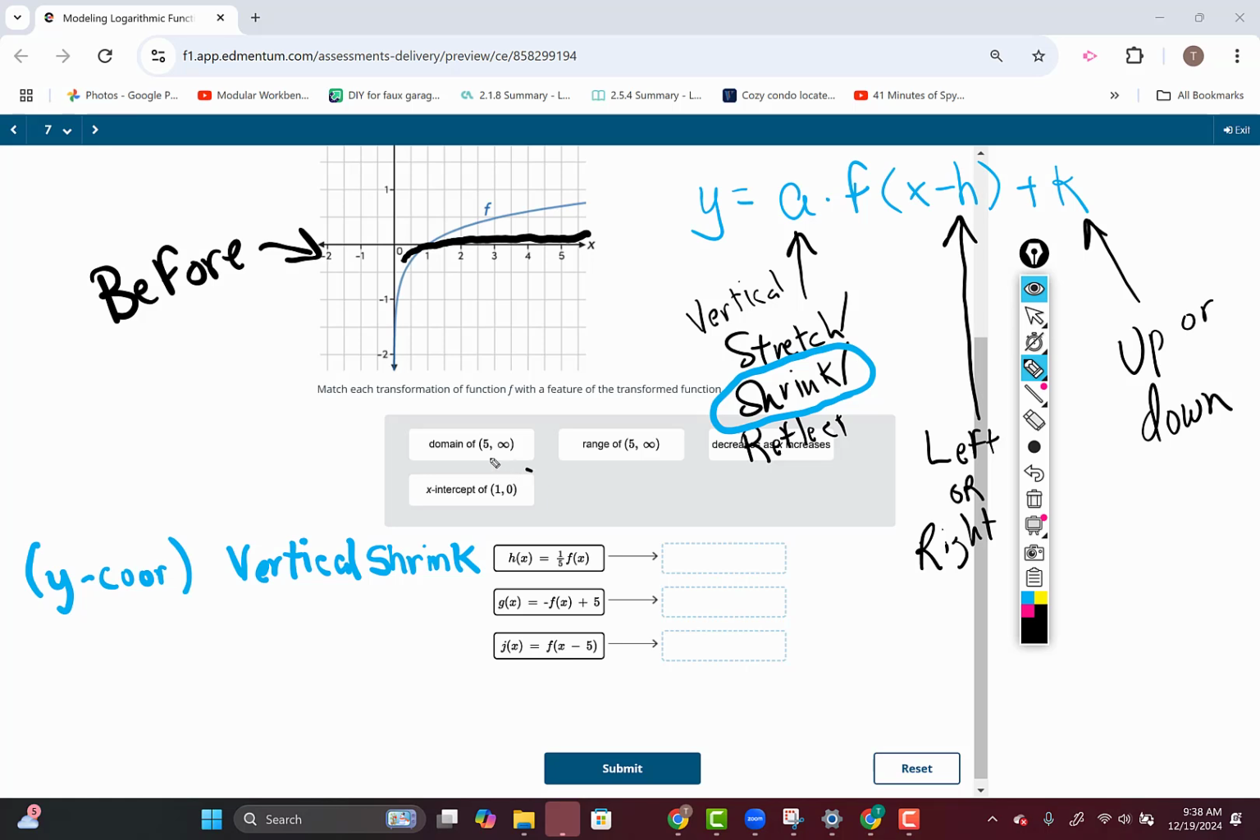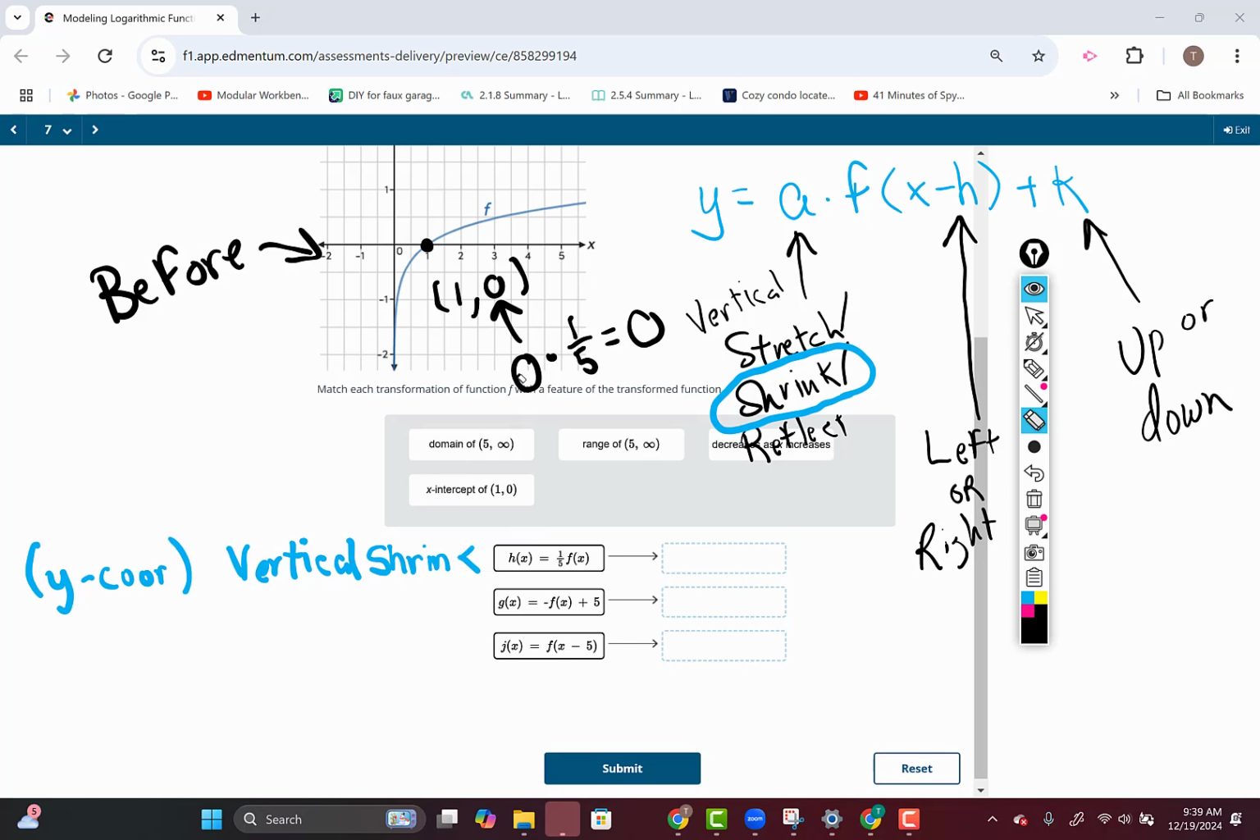Now, I know the answer is this. So how do we know that? The x-intercept of (1, 0). Well, other than the fact that I drew it to go through (1, 0). Remember, the y coordinate is the one that's being multiplied by 1/5. Only the y coordinate, not the x. Well, what is the y coordinate here at the x-intercept? It's 0. So if you take 0 and multiply it by 1/5, what do you get? You still get 0. So we know that can't be it.